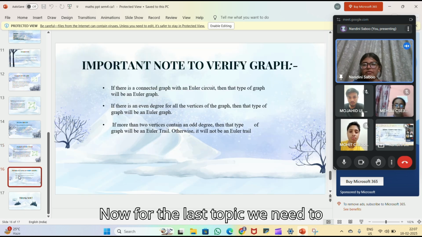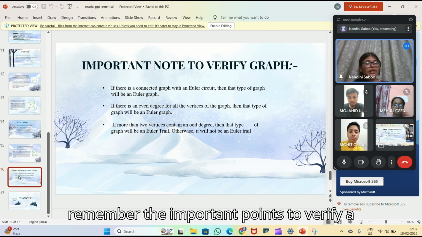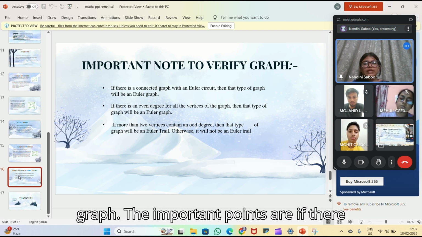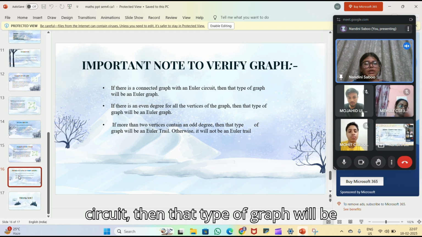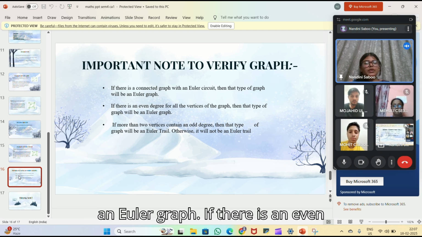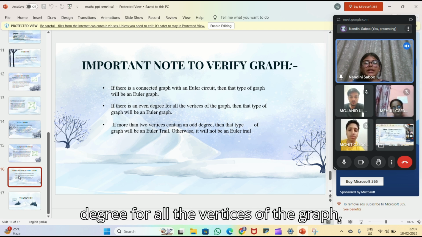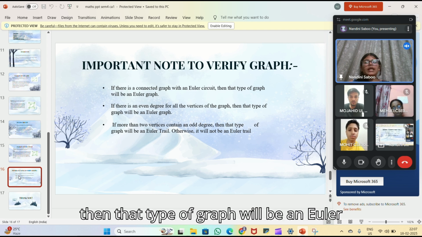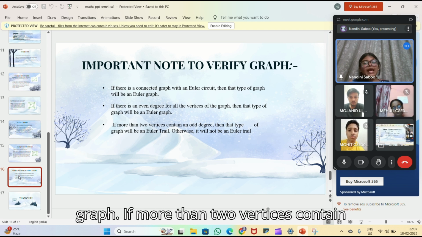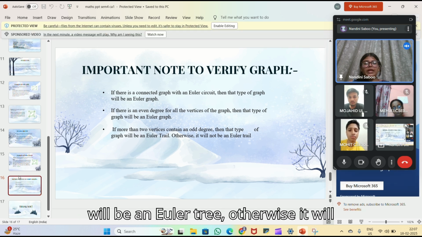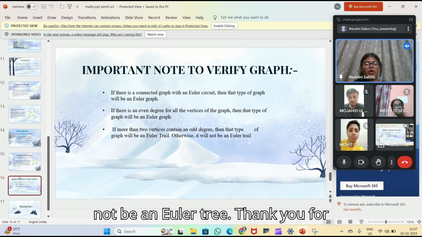Now for the last topic, we need to remember the important points to verify a graph. The important points are, if there is a connected graph with an Euler circuit, then that type of graph will be an Euler graph. If there is an even degree for all the vertices of the graph, then that type of graph will be an Euler graph. If more than two vertices contain an odd degree, then that type of graph will not be an Euler graph.